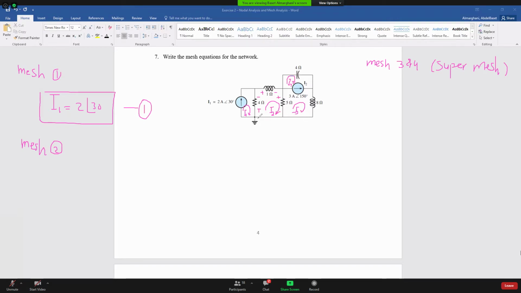So 3 voltages, if I start from here, they're all negative because going from positive to negative, and positive to negative. So I'm going to have negative voltage equal to 0. Sum of the voltages equal to 0. This is how we do the mesh. So first one is 4 times the current there. There's 2 currents in this 4 ohm. The current with me is I2. The current against me is this current, I1, which is 2 angle 30.